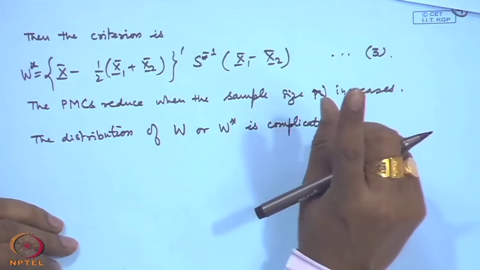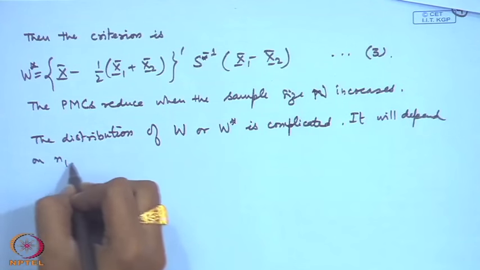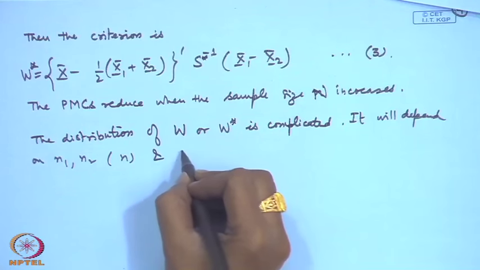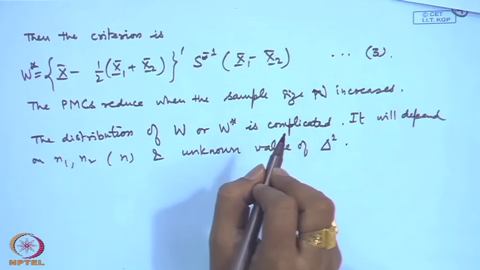Now, in the case of known parameters, we saw that whatever population is there, whether it is pi 1 or pi 2, we got the univariate normal distribution. The means and the variances were easy. Actually, we got half delta square and delta square, and in the second case minus half delta square and delta square, and delta square was known. Now, in this particular case, it will not be simply that. Because the parameters are unknown, it will depend on n1, n2, and of course n also, and the unknown value of delta square, that is the Mahalanobis D square term here.